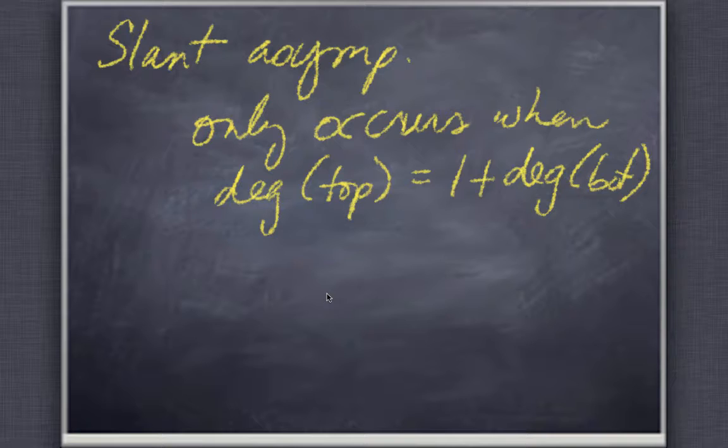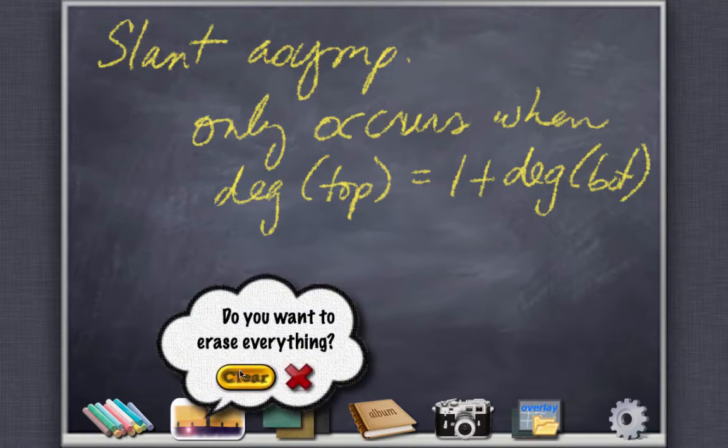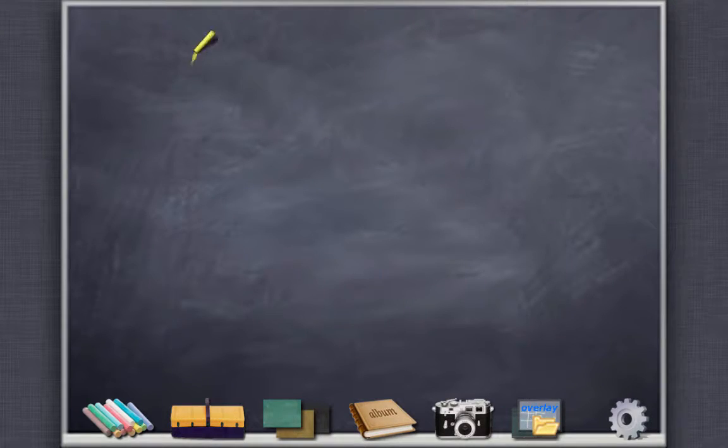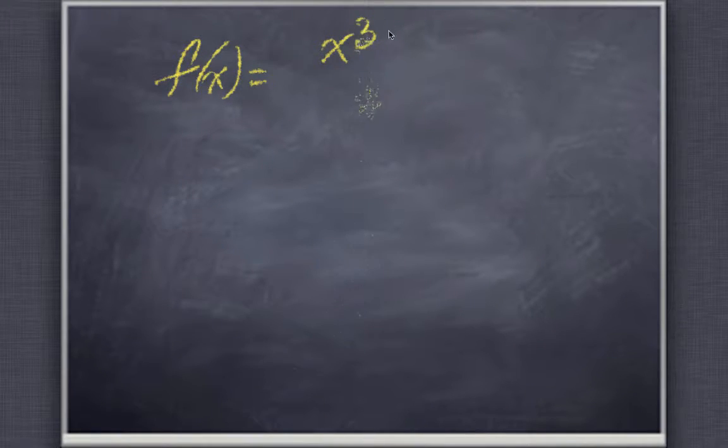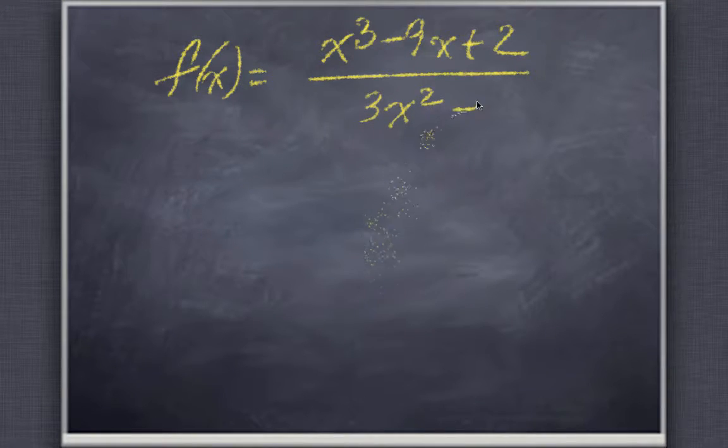So on vertical asymptote, you're finding where the denominator is 0 and making sure it doesn't cancel out. Horizontal asymptote, you're just comparing the degrees. And then slant asymptote, you have to divide. Let me give myself plenty of space here. So for a slant asymptote, let's say that this was x cubed minus 9x plus 2 divided by, say, 3x squared plus 1. You would do long division.